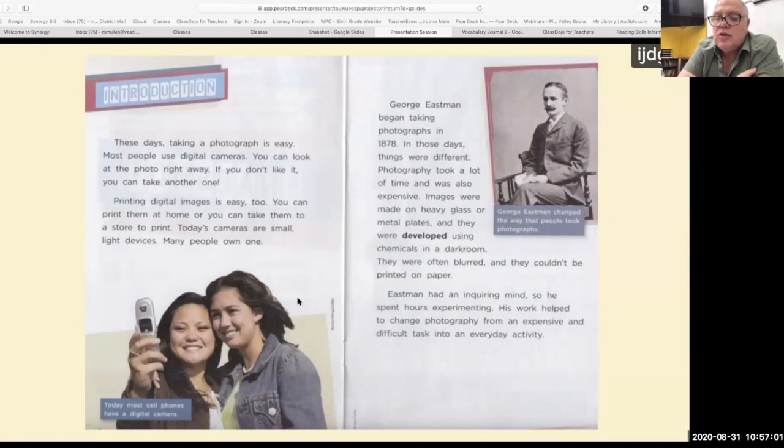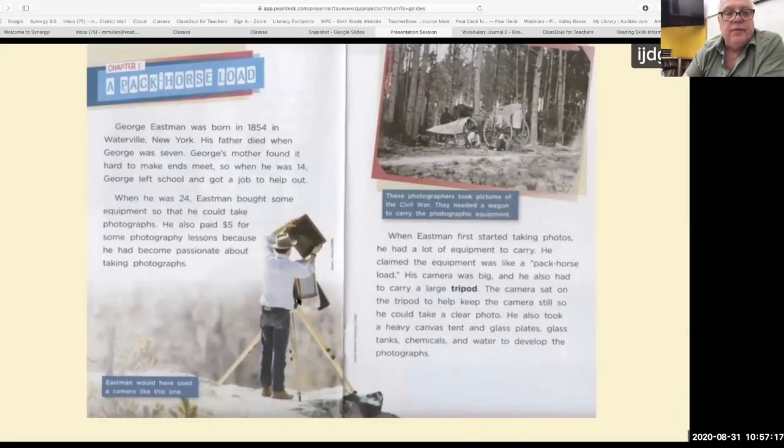Inquiring means to question. His work helped to change photography from an expensive and difficult task to an everyday task. We should appreciate George Eastman, I think, for we take many pictures, don't we? Chapter 1, A Pack Horse Load.